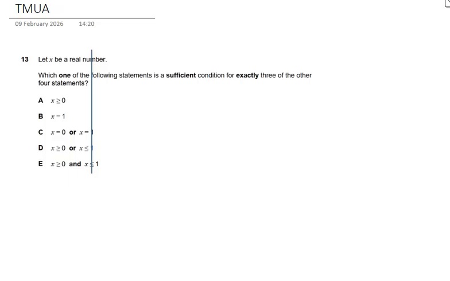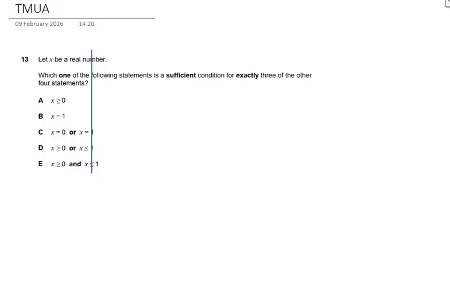Okay, so our strategy today will be very systematic. For each statement, assume this is true and check the remaining 4 statements. Now count how many statements become true and see whether the number is exactly 3. We are looking for exactly 3, not 2, not 4.